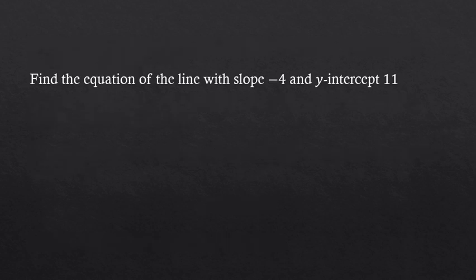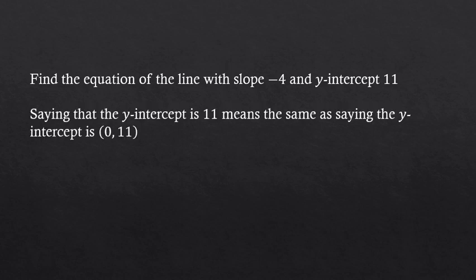So let's find the equation of the line with slope -4 and y-intercept 11. Now, just as a little bit of clarity, and this is something that's commonly done when teaching mathematics. Here in the question, I said y-intercept is 11, but up until now, we've written the y-intercept as an ordered pair. We do those things pretty much interchangeably. They mean the exact same thing. Saying that the y-intercept is 11 means the same thing as saying the y-intercept is the ordered pair 0, 11.